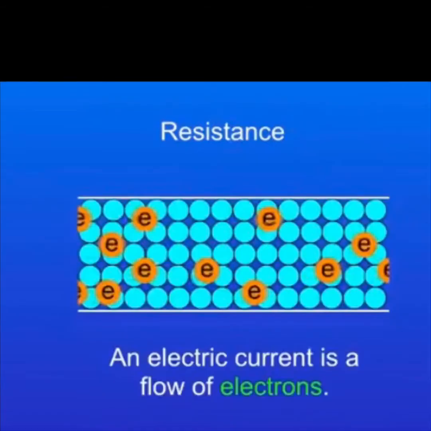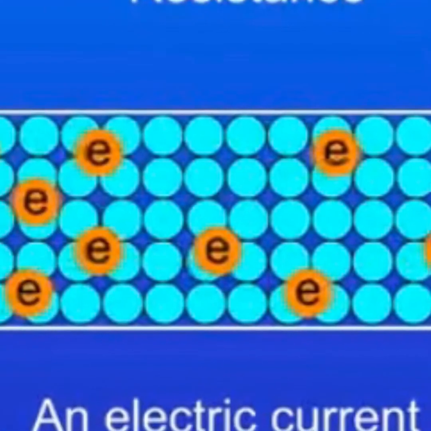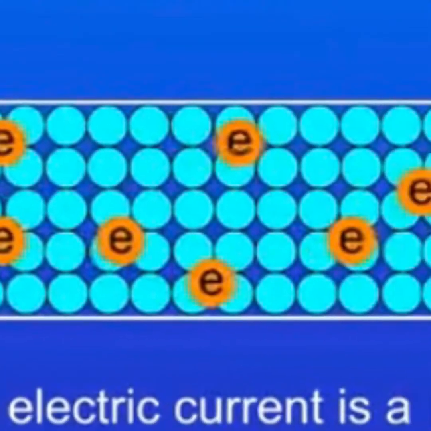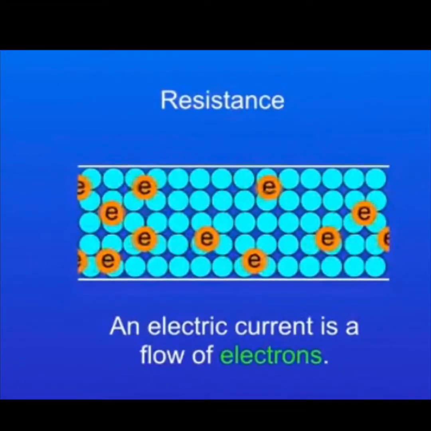To understand what is meant by resistance, first, you must know what electricity is. The electric current is a flow of electrons. As you can see, this is a conductor, and you can see the symbol e. These are the electrons flowing inside the conductor.